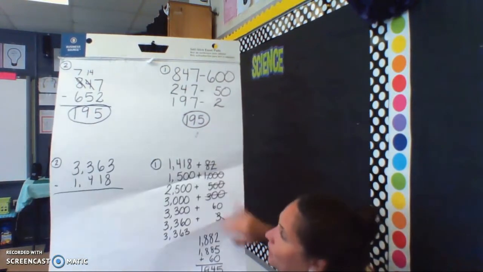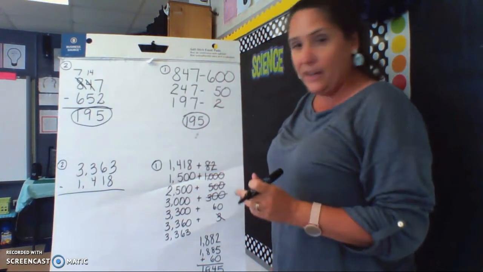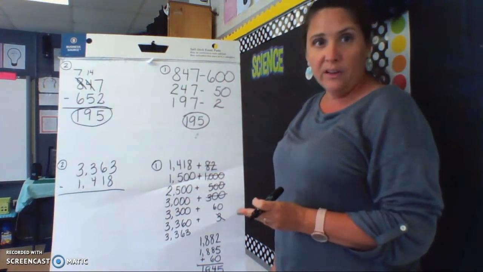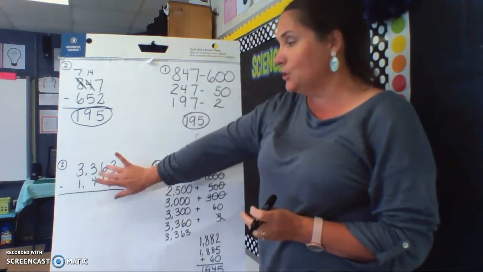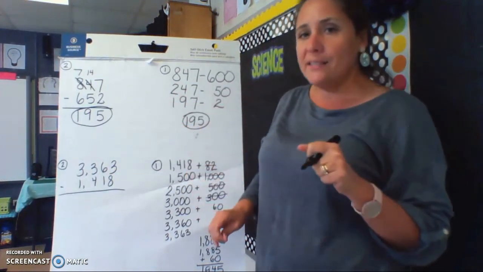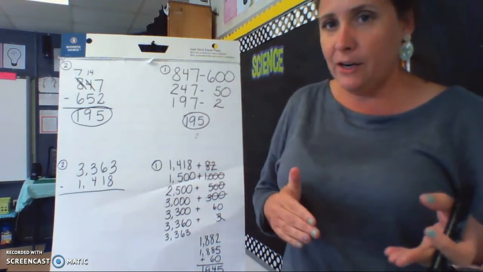So 3,363 minus 1,418 gives us the grand total of 1,945. Whew, that was a lot of steps. Let's see if that works. Let's do it with the traditional way, the old school way, the U.S. standard algorithm for subtraction. All right, what place do we always start in?